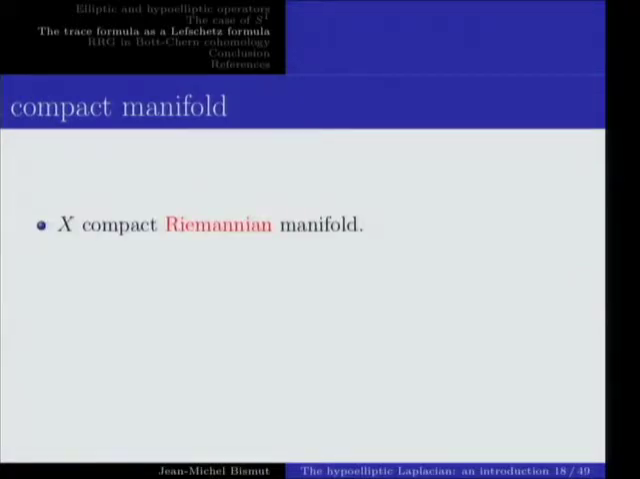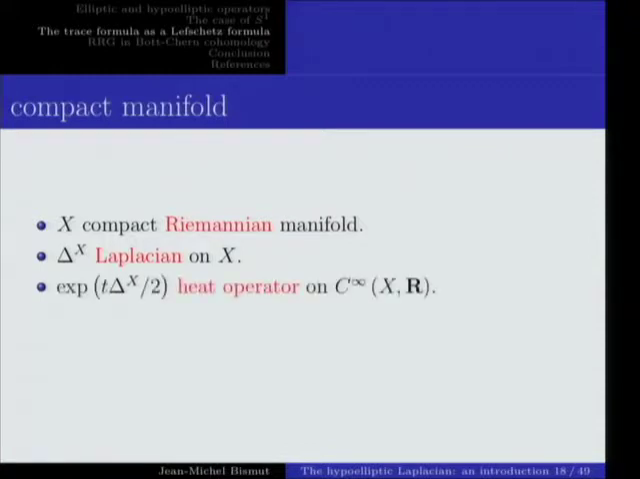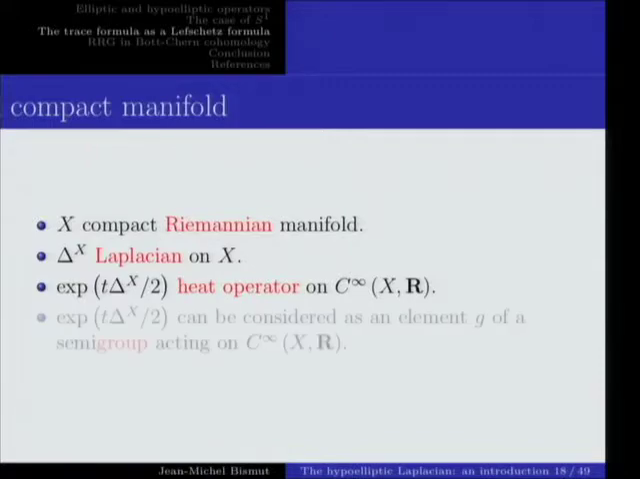So I take X to be a compact Riemannian manifold. I just look at my watch. And I introduce delta X, again, the Laplace-Beltrami operator. So the heat operator acts on smooth real functions on X. So what I will do is simply, viewing this as a picture, not taking the heat operator too seriously.